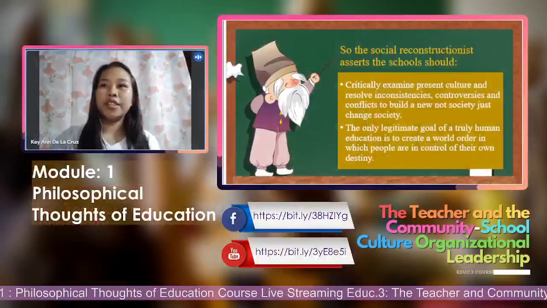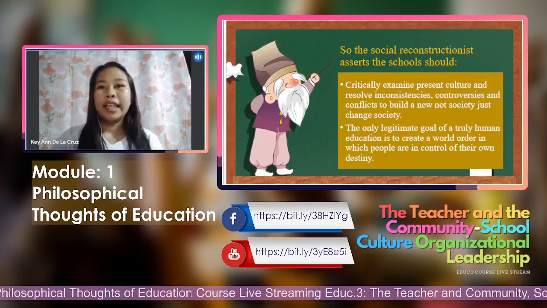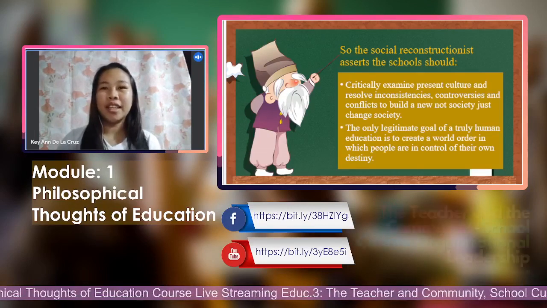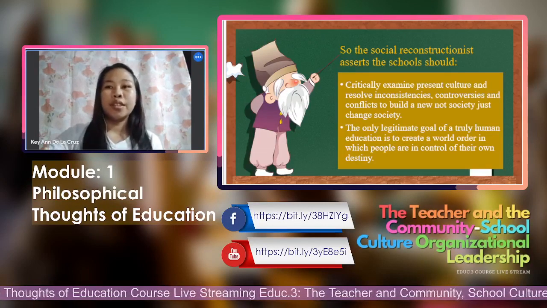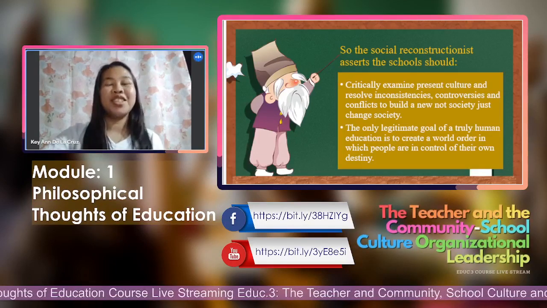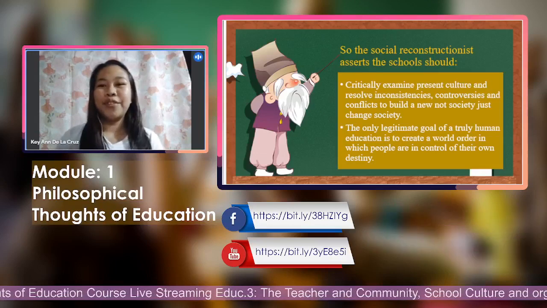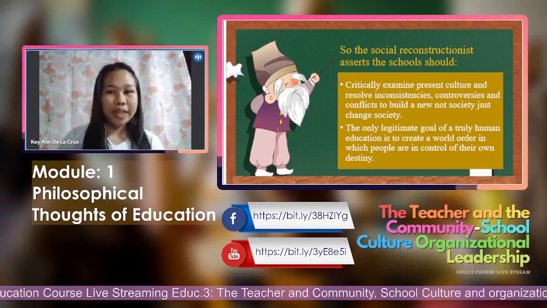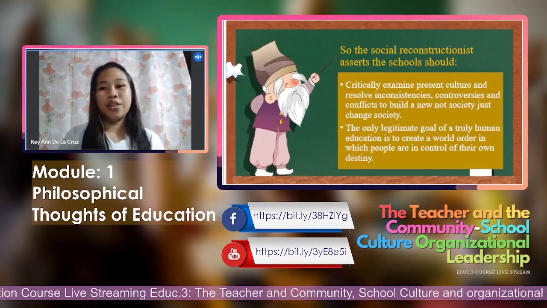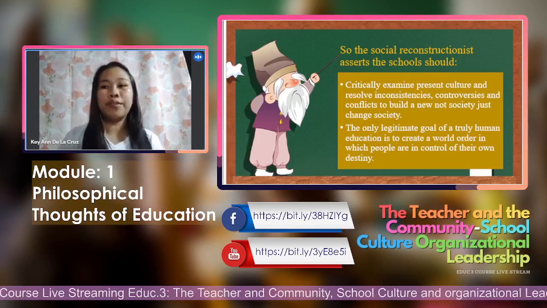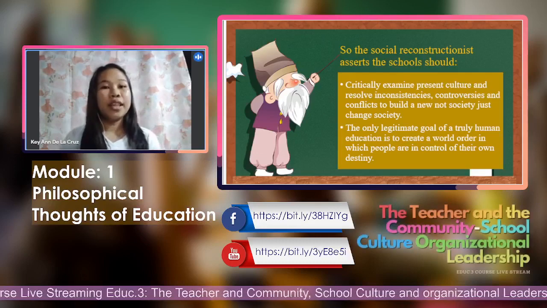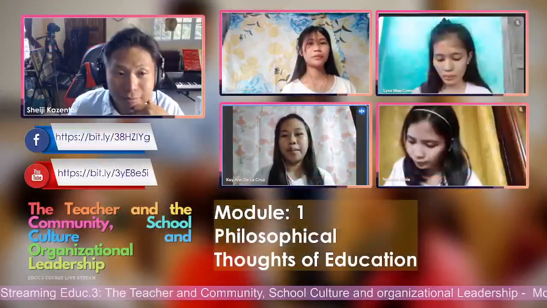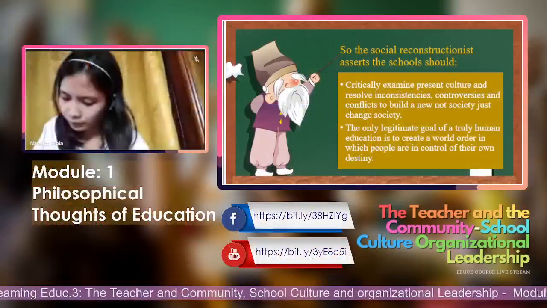So, the social reconstructionist asserts that school should critically examine present culture and resolve inconsistencies, controversies, and conflicts to build a new society. So, do more than reform the social and educational status quo. It should seek to create a new society. Humankind is in a state of profound cultural crisis. If schools reflect the dominant social values, then organized education will merely transmit the social ills that are symptoms of the pervasive problems and afflictions that beset humankind.